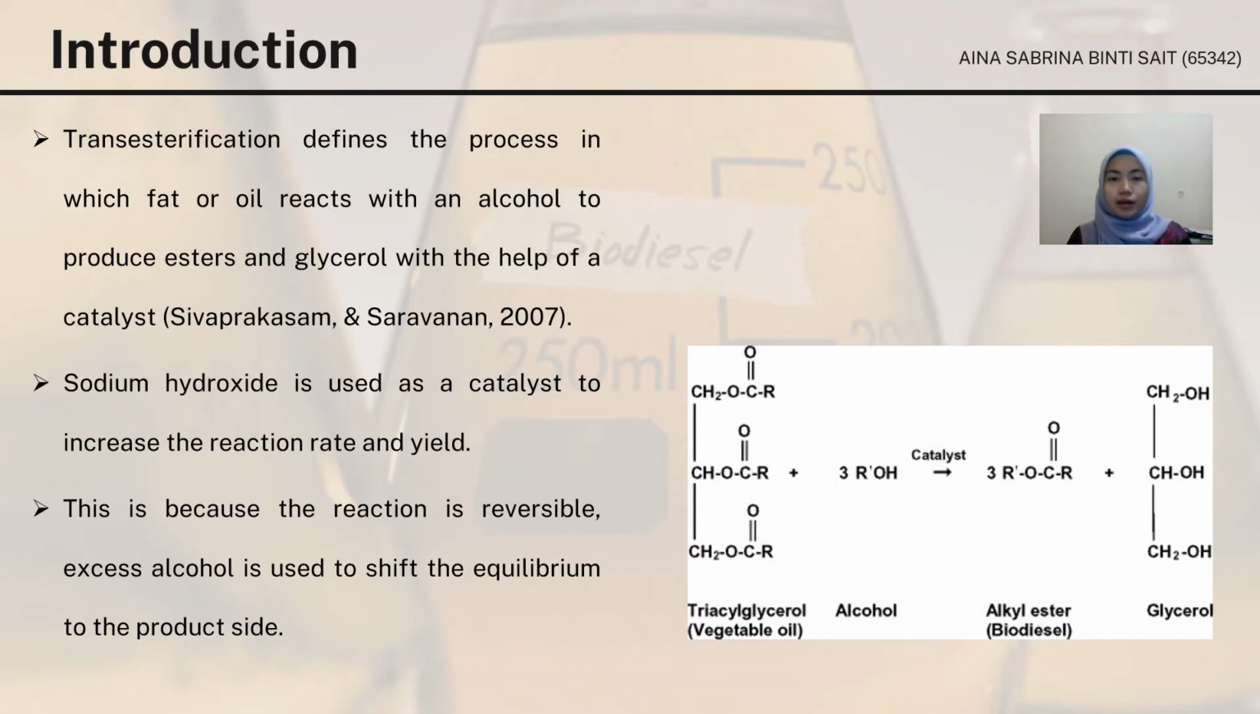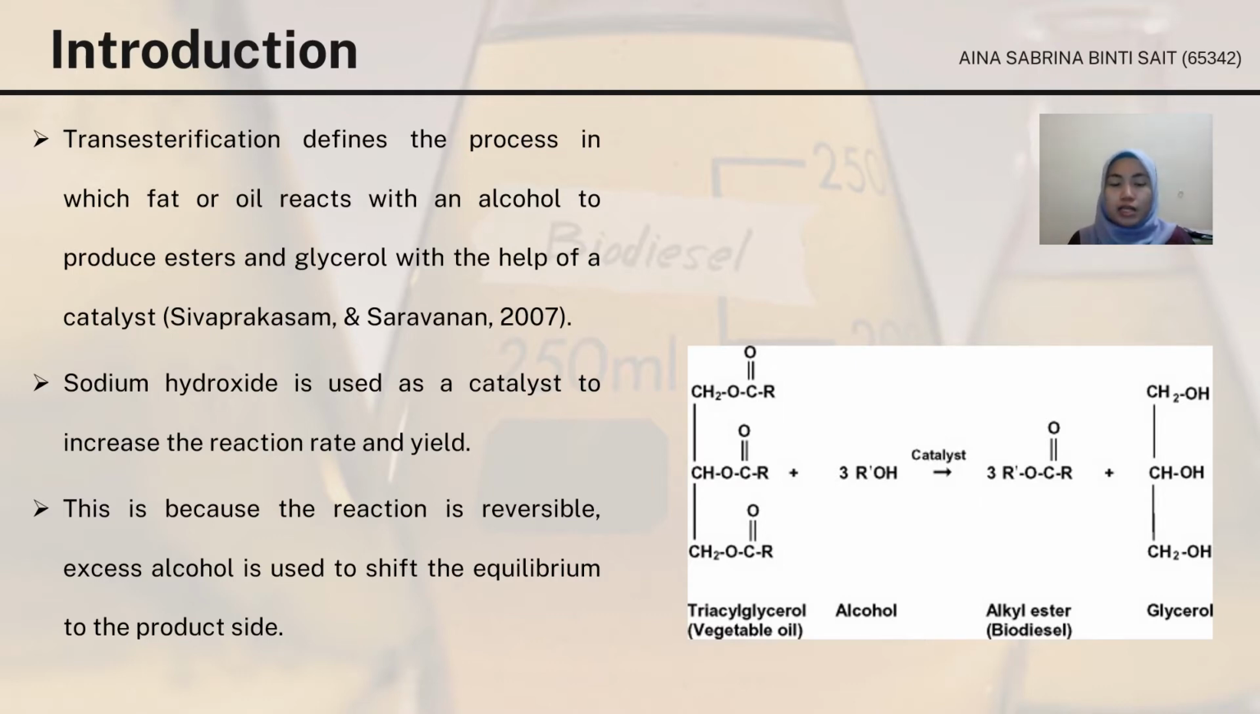According to Siva Prakasam and Saravanan 2007, transesterification is the process in which fat or oil reacts with an alcohol to produce esters and glycerol with the help of a catalyst. In our open-ended lab, we use sodium hydroxide as a catalyst to increase the reaction rate and yield. This is because the reaction is reversible. Excess alcohol is used to shift the equilibrium to the product side.